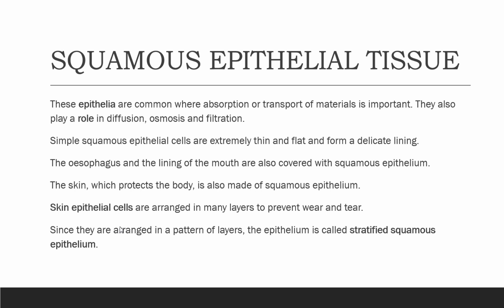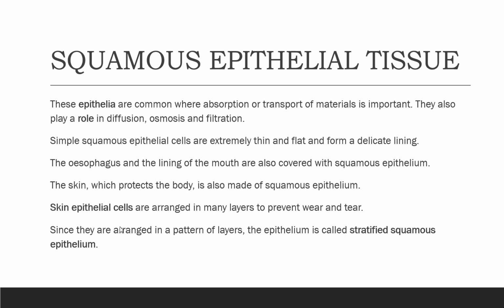Squamous epithelium tissue. Epithelial tissue. These epithelia are common where absorption or transport of material is important. They also play a role in diffusion, osmosis, and filtration. Simple squamous epithelium and stratified squamous epithelium. There are two terms. Simple means only a single layer of squamous epithelial cells is present, but in the case of stratified, strata means layer, they form multiple layers one above the other, right?